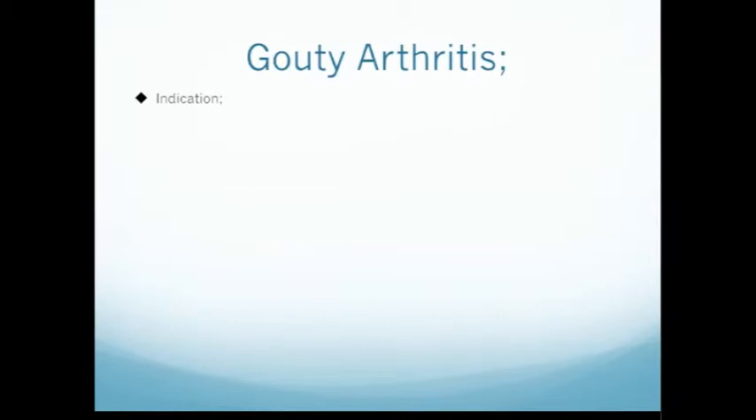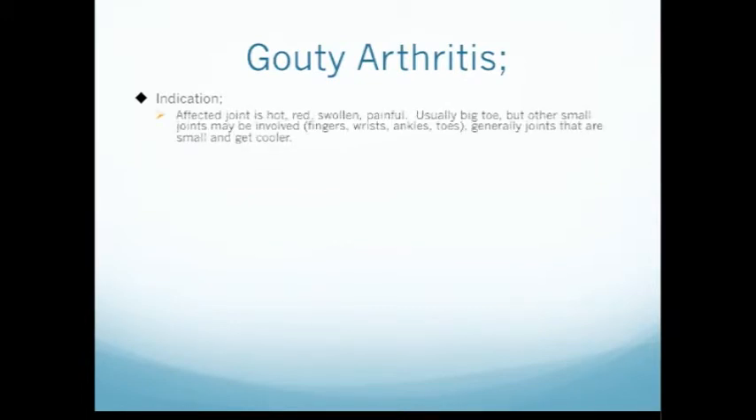Gouty arthritis. Gout is a uric acid crystal disease caused by the affected joint becoming very hot, red, swollen, and painful. Frequently it's the big toe, but other small joints may be involved, such as the fingers, wrists, ankles, and toes. Joints that are small and get cool are those more distally located away from the center of the body. When the joint gets cool, the uric acid crystals precipitate, causing the gout attack.